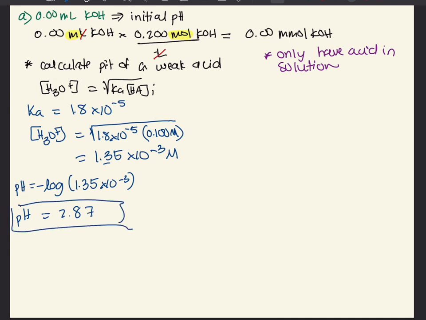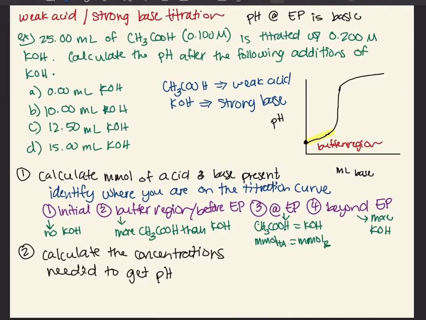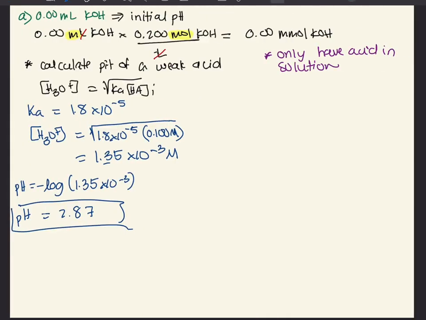So if we go back and look at our titration curve, here at point A, the pH is 2.87. Now, does that pH make sense? Yes, it does, because I only have acid in solution, so I should get an acidic pH. All right, let's look at part B. This is with the addition of 10 milliliters of KOH.